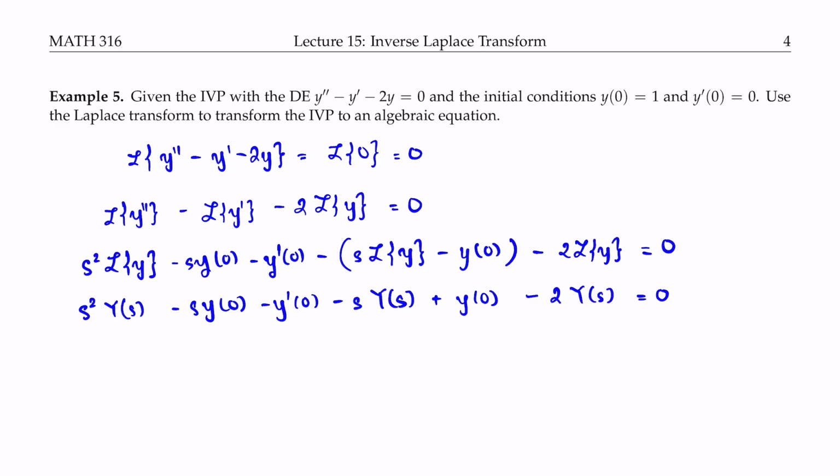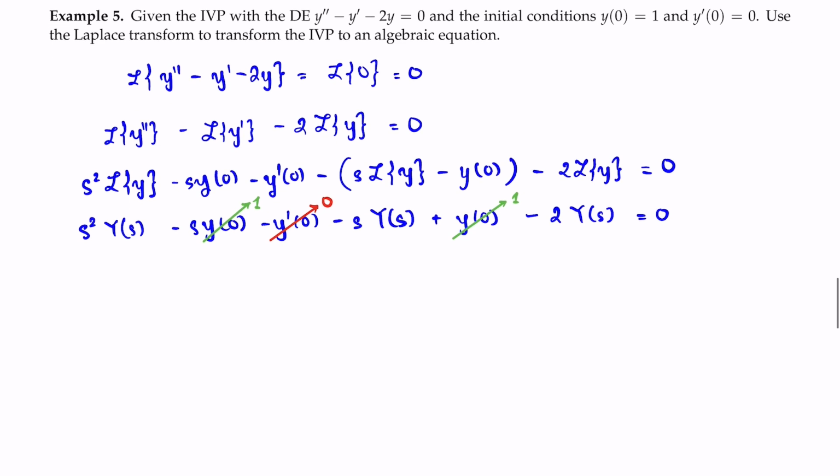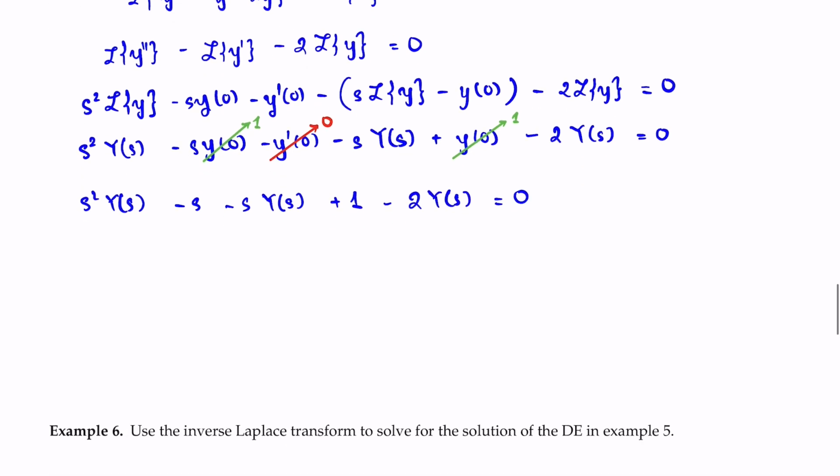The next step is to substitute the initial conditions into the equation. Right? So y of 0 is equal to 1 and y prime of 0 is equal to 0. Therefore, you have s squared times capital Y of s minus s plus 1 minus s times capital Y of s minus 2 times capital Y of s equal to 0.